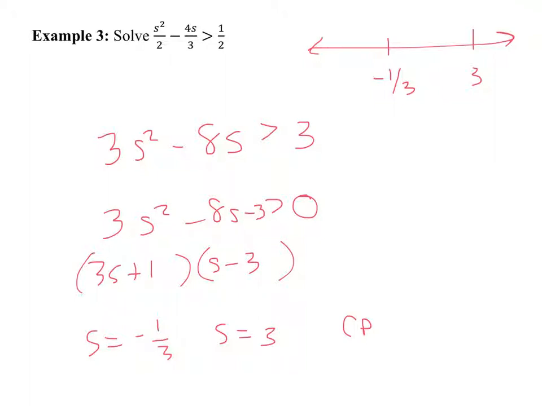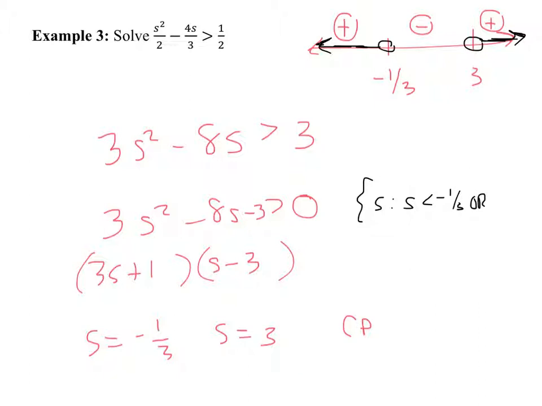I test my regions. In the process of testing, I end up getting positive, negative, positive. Well, I go back and look at the equation. I wanted to know when this quadratic was greater than 0. Greater than 0 means positive, so I'm shading the regions that are positive. So I shade this region with an open circle, and this region with an open circle. So my solution set should say the following: s is less than negative 1/3, or s is greater than 3.